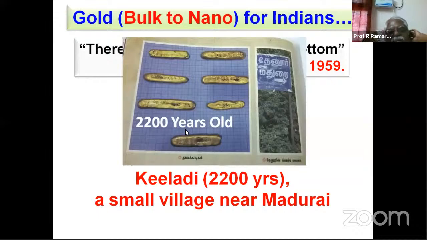What I want to tell you is not that we run behind gold, but our people in Tamil Nadu knew the importance of gold. So they wanted to mine gold. Maybe they knew metallurgy. I don't know who taught them metallurgy. They took the gold ore, separated the gold, and made gold rods. From gold rods, they made ornaments. 2,200 years ago, they knew metallurgy engineering, production, design, everything. But where all this knowledge has gone, we don't know. This is bulk gold for Indians 2,200 years ago.